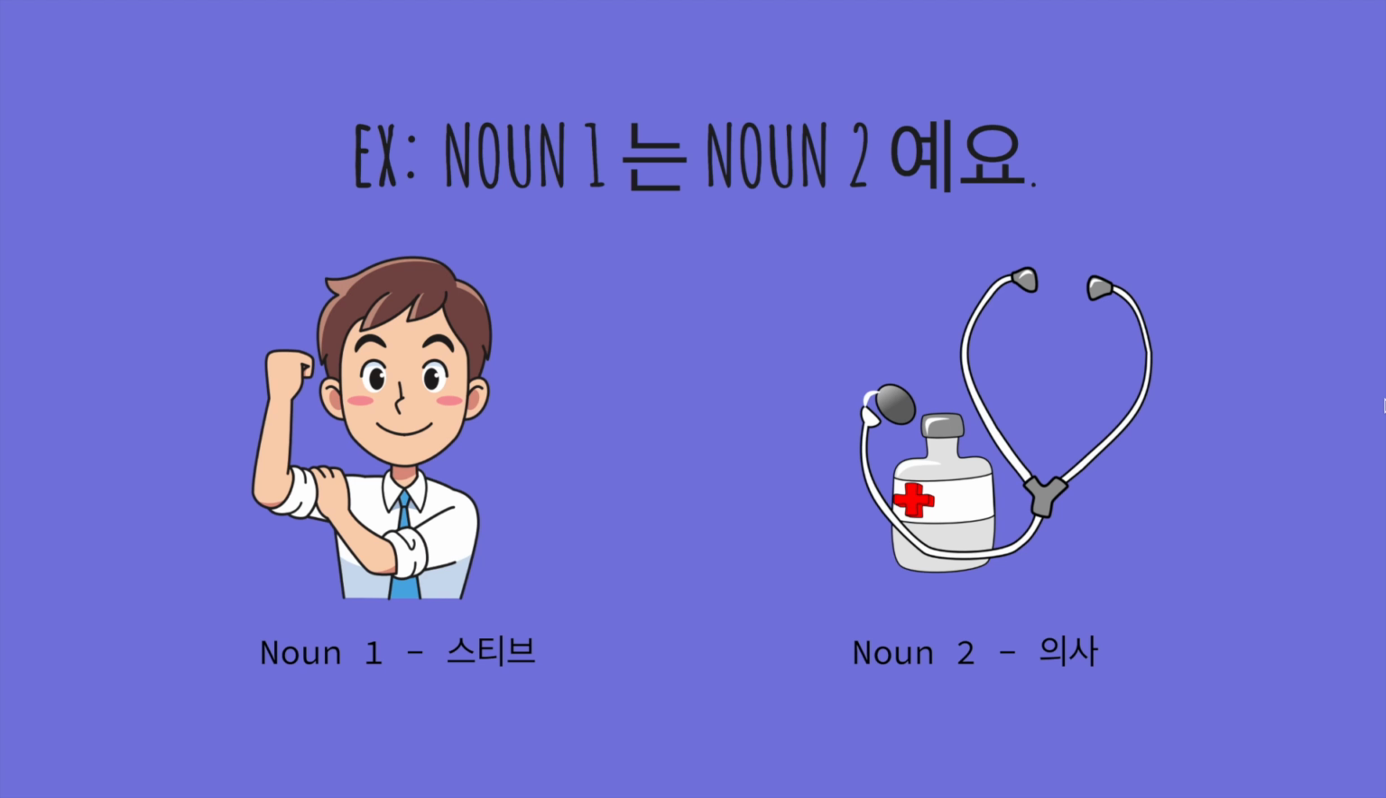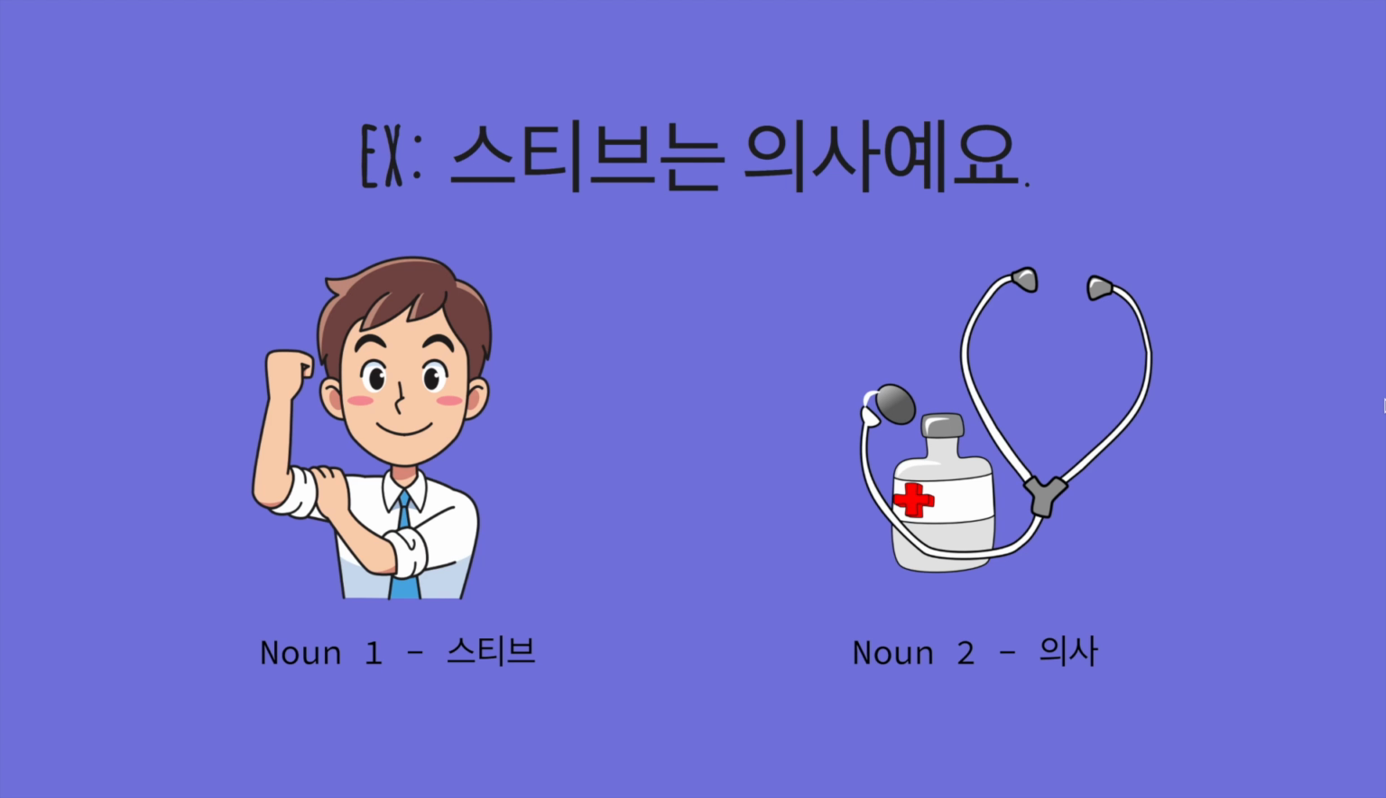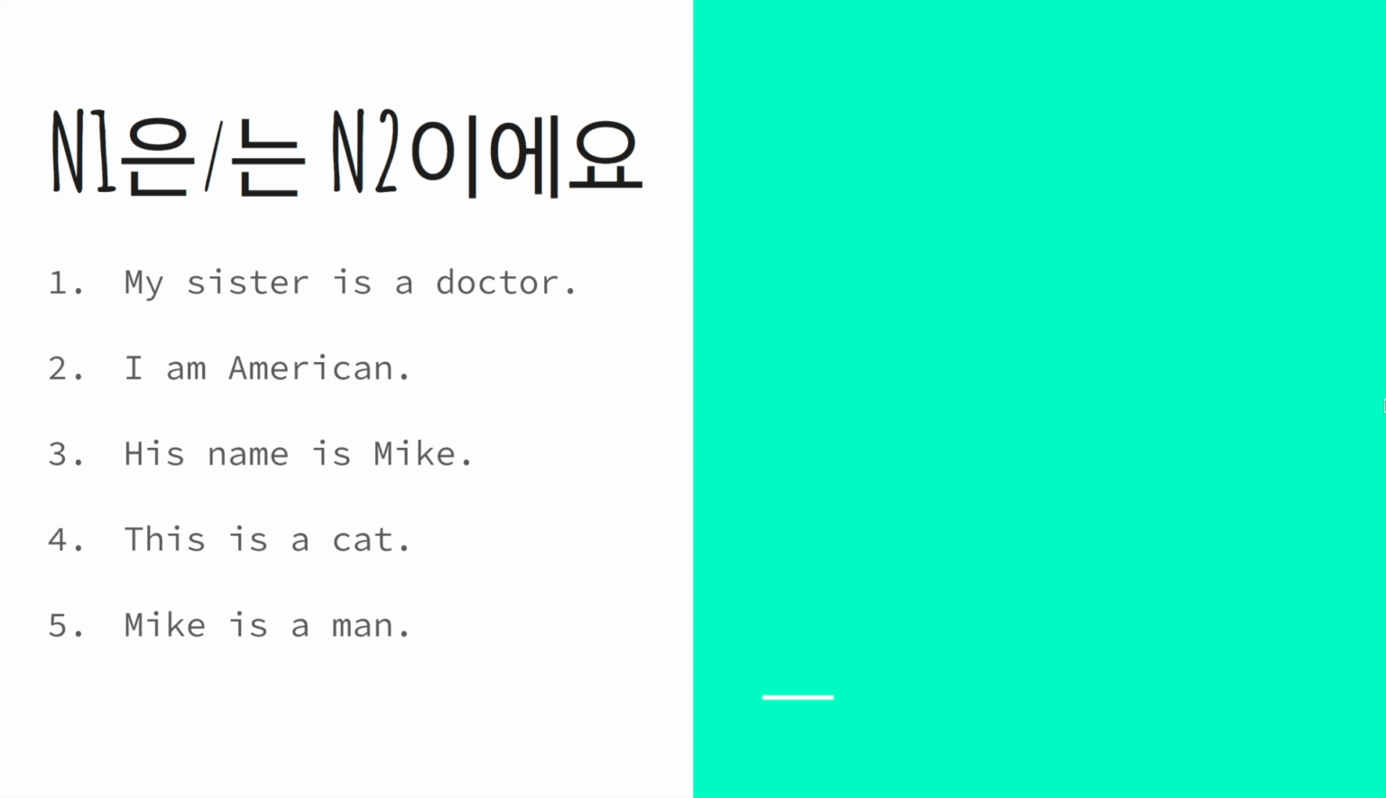For the formula, we have the first noun, and then 은 or 는, and then the second noun, and then 이에요 or 예요. So here we have it in Korean, the full sentence. 집은 회사예요. I'm going to give you a minute to pause and translate using this formula.